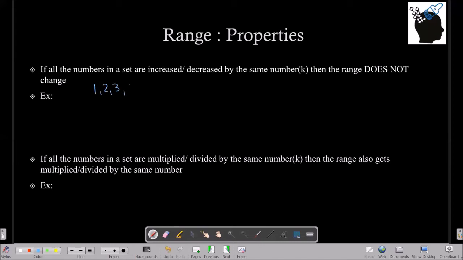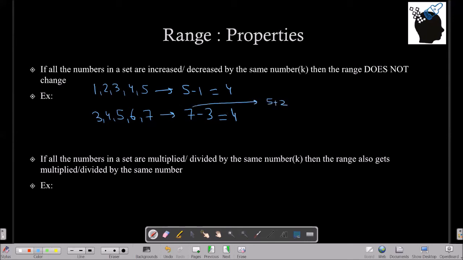Let's take an example. So let's say the set is 1, 2, 3, 4, 5, and the range becomes 5 minus 1, which is nothing but 4. Let's increase all the numbers by 2 to have the new numbers as 3, 4, 5, 6, 7. So the range becomes 7 minus 3, which is nothing but 4. So the range did not change. And why is that? Because we got 7 by adding 2 to 5 and 3 by adding 2 to 1.